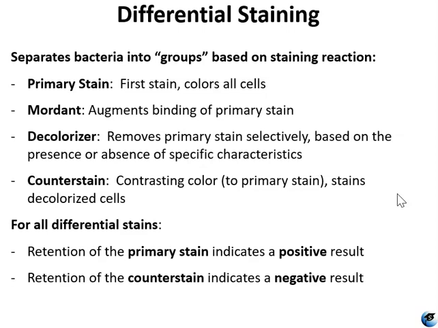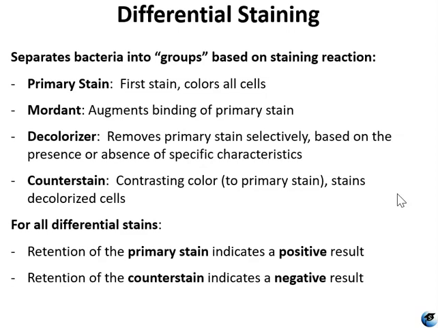So if the cells have the structure that you're looking for, the mordant will hold the primary stain when you're decolorizing. But if the cells do not have that structure, then the primary stain gets washed away with the decolorizer. And then the counter stain is a contrasting color, so it's going to be a different color from the primary stain. The counter stain will stain cells that were decolorized in the decolorizing step.